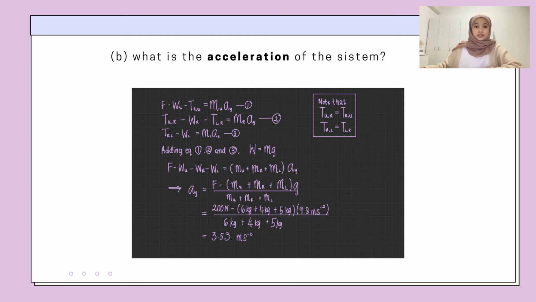And we substitute all the known values. We get 200 newtons minus (6 kg plus 4 kg plus 5 kg) times 9.8 meters per second squared, divided by 6 kg plus 4 kg plus 5 kg. We obtain the acceleration, which is 3.53 meters per second squared.